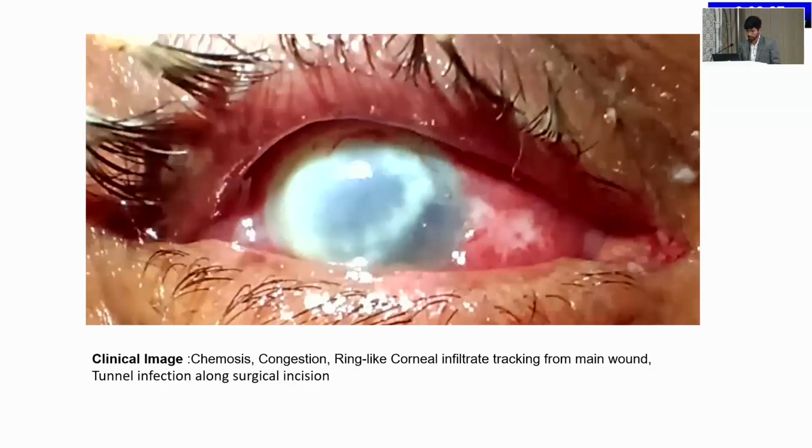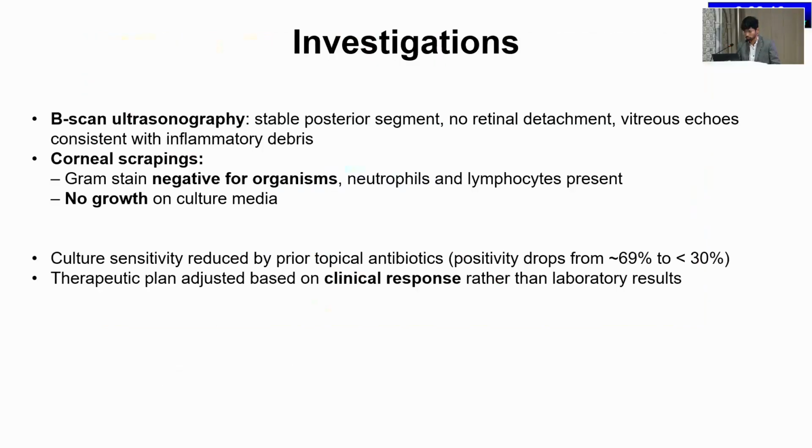The picture shows severe chemosis and congestion along with a ring-like infiltrate. A superior main port entry is seen, and a tracking ring-like infiltrate is seen along the wound. The B-scan ultrasonography showed a stable posterior segment with no retinal detachment, and there were vitreous echoes consistent with inflammatory debris.